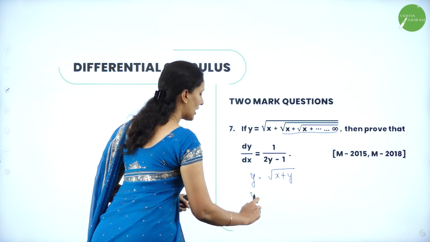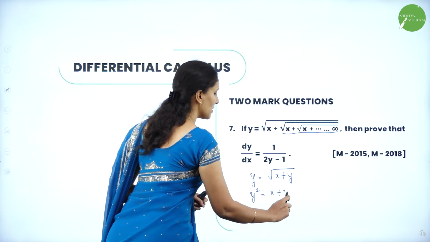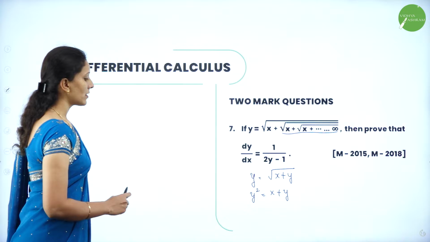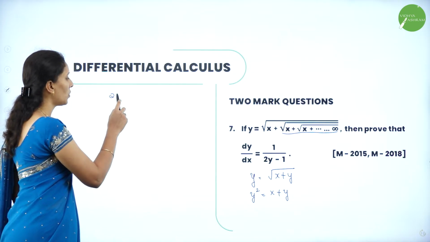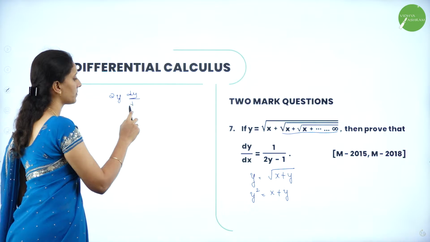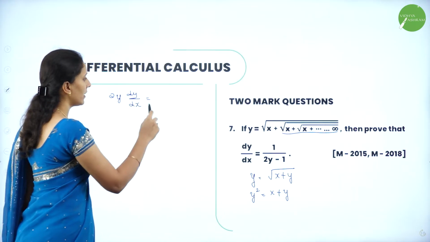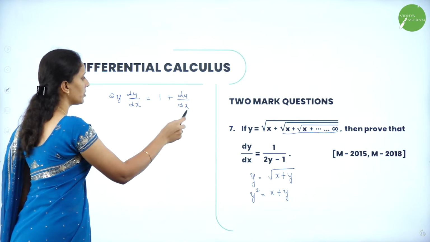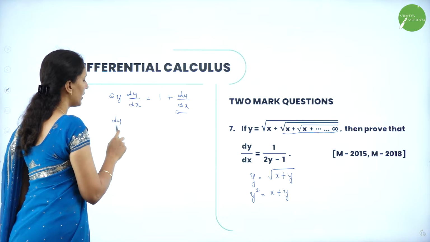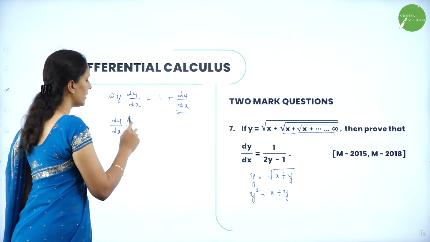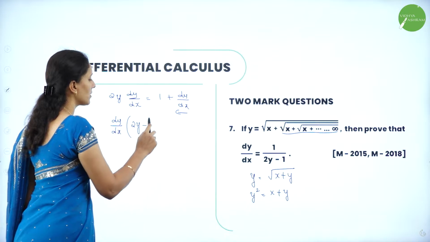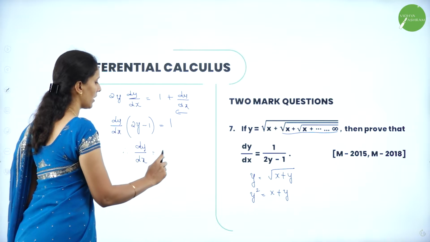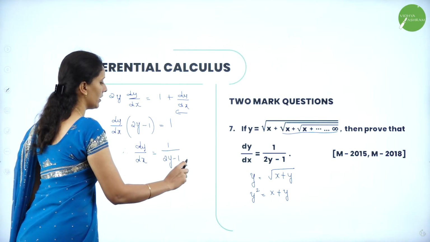Now, squaring on both sides, I will get y square is equal to x plus y. Now, let us derive the given function with respect to x. On the left hand side, we have y square, so this becomes 2y into dy by dx. And here on the right hand side, it is 1 plus dy by dx. So, let me shift dy by dx here. If you take dy by dx common, then we get 2y minus 1 is equal to 1. Therefore, dy by dx can be taken as 1 divided by 2y minus 1.